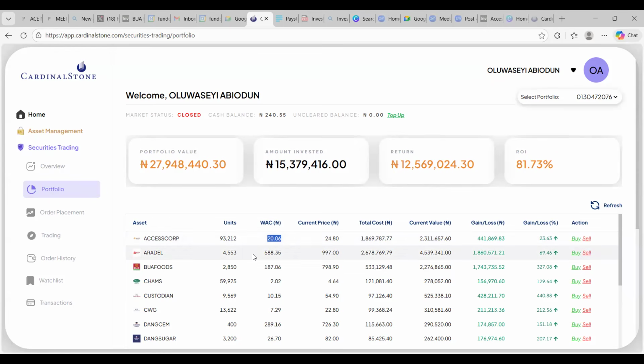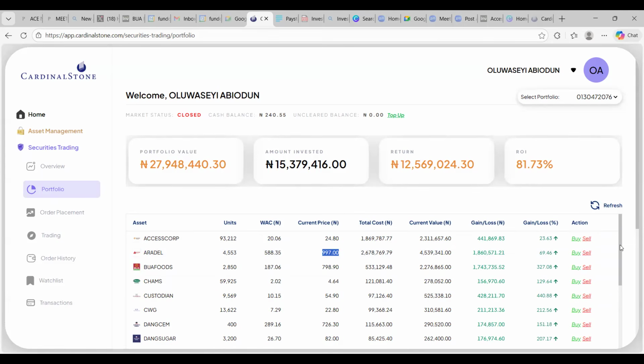The weighted average cost that I paid for Aradel is 588 naira. The weighted average that I paid for BUA is 187 naira. So think about it, guys. This is the power of starting early as well. I entered BUA in this particular Cardinal Stone portfolio when it was 187 naira and it's currently 798 naira. This was 2 years ago. The power of time and compounding. Aradel is another stock. I bought it at 588. Its price is now 997.